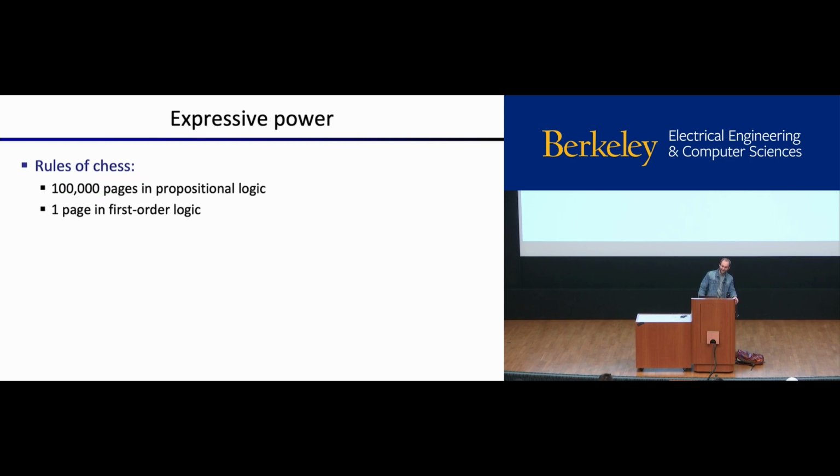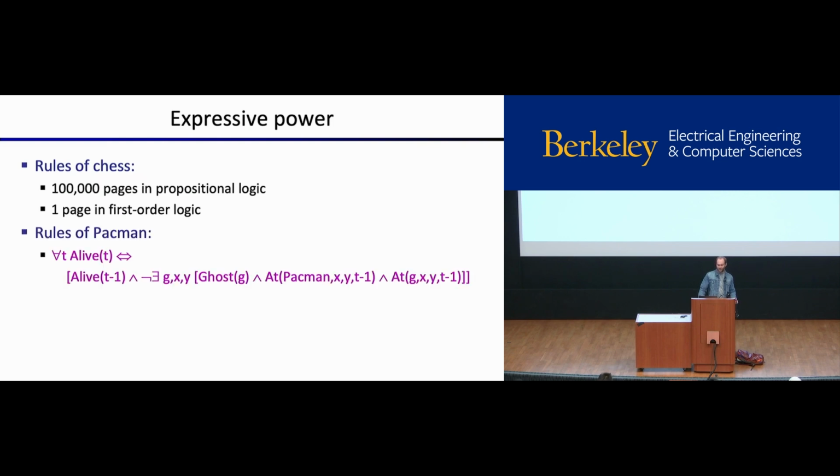Whatever it is, in first order logic, it is 100,000 times shorter. So here's an example of one rule in Pacman expressed in first order logic. Okay, some new symbols here. This is pronounced "for all." This is pronounced "there exists." Or sometimes you say "there exists," and then you say "such that" later in the sentence.